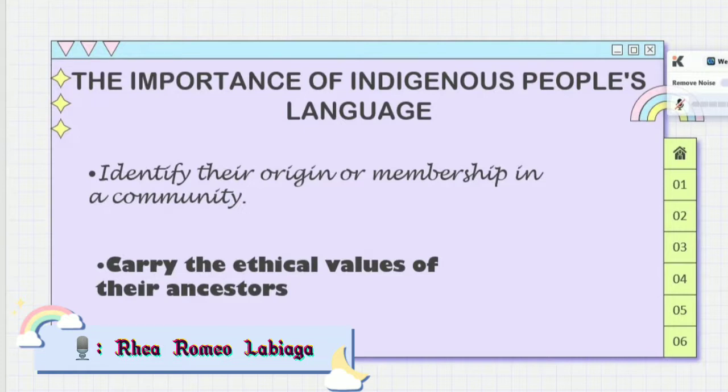So, let's identify their origin or membership in a community. Indigenous communities, peoples, and nations are those having a historical continuity with pre-invasion and pre-colonial societies that developed on their territories and consider themselves distinct from other sectors of the societies now prevailing in those territories or parts of them.